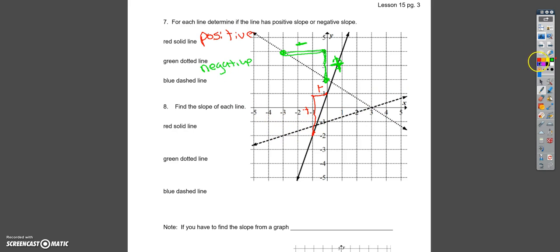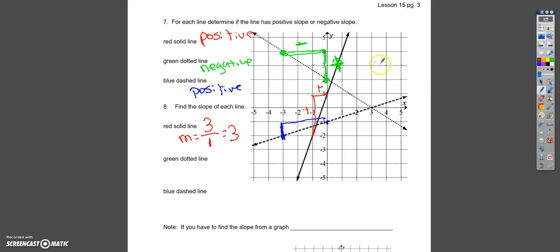Here's the dashed line, blue. So if I go from a point to a point, I'm going positive and positive. So that is a positive line. Okay. Now it says find the slope of each line. So the red line, we had to go up 1, 2, 3, and run 1. So rise 3, run 1. So our slope is 3/1 or 3.